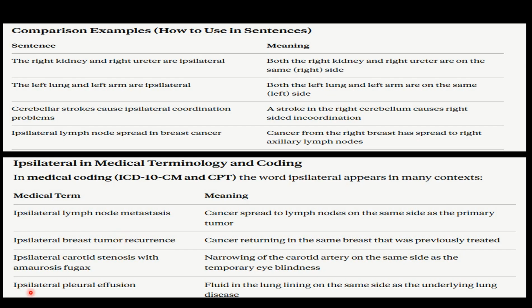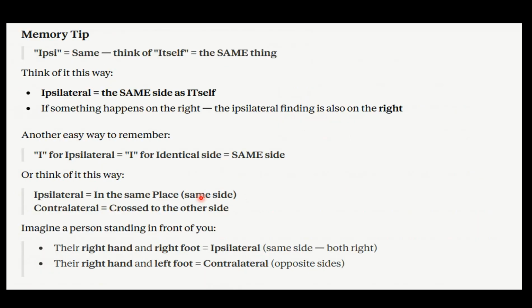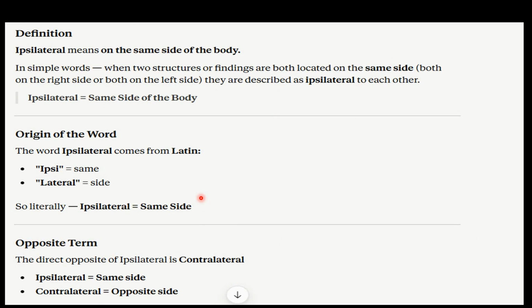Okay, next example is ipsilateral pleural effusion, that means fluid in the lung lining on the same side as the underlying lung disease. Okay, so whatever information we have discussed, whether in a comparison example or in ipsilateral related medical terminology, everything is denoting the same side, and to denote that same side we are using the ipsilateral term, or anatomical term of direction. Clear?